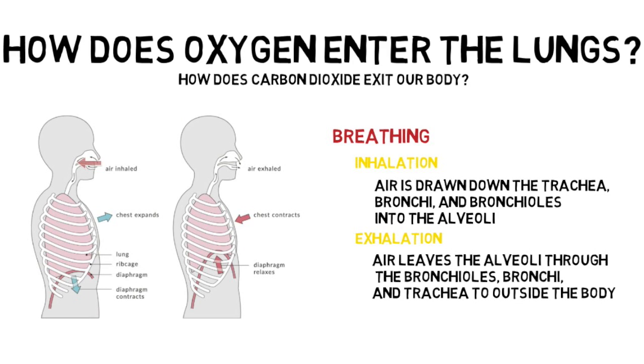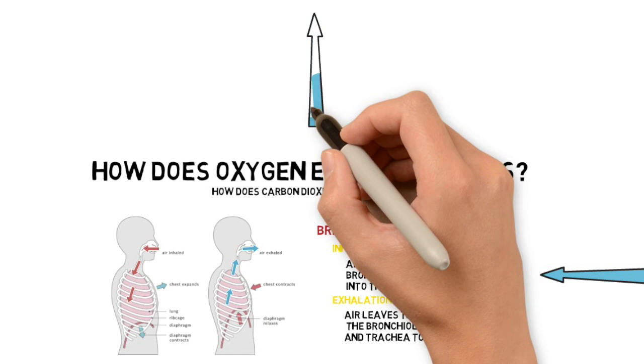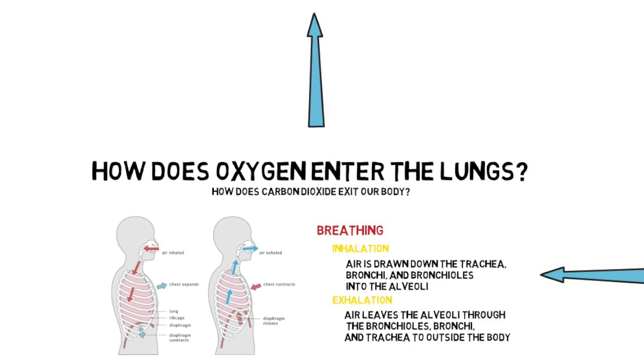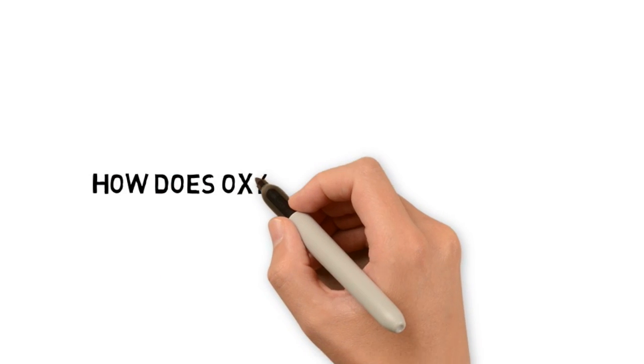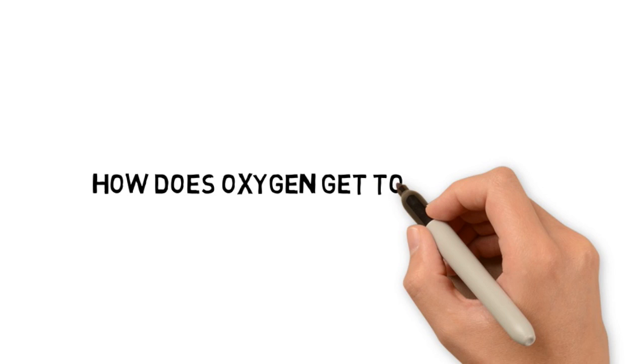Take a few seconds to breathe in and out. And see if you can notice your diaphragm contracting and relaxing. So we know how oxygen and carbon dioxide enter and exit our bodies. But how does the oxygen travel all the way to our cells?